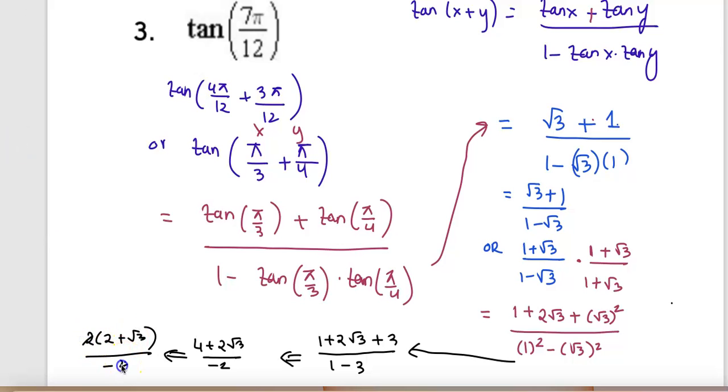I can cancel this, I can divide this, and my final answer will be what? Negative 2 minus radical 3. So this is my exact value of tangent 7 pi over 12. Thank you.